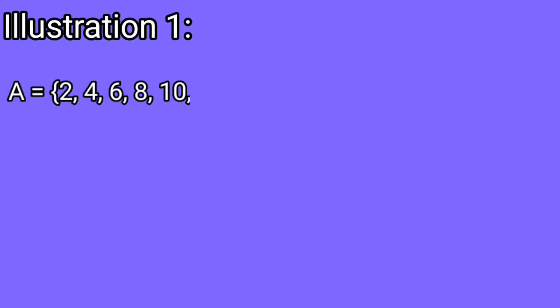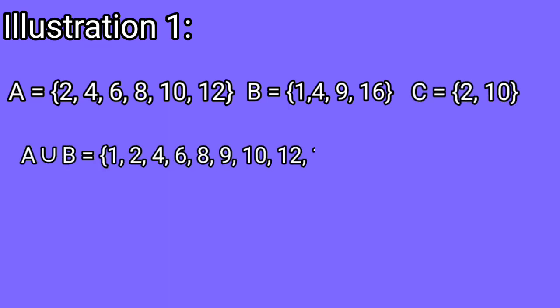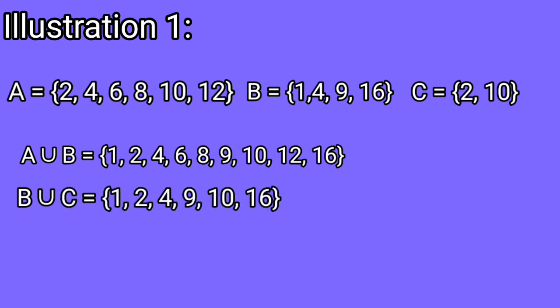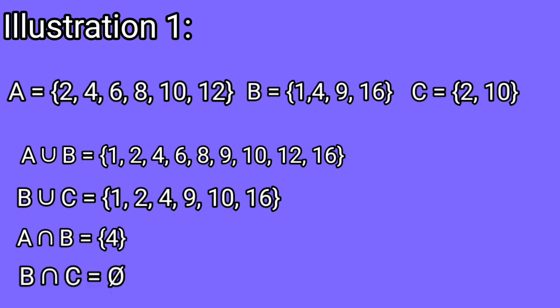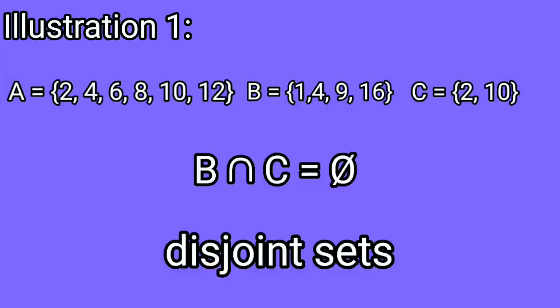Suppose A equals {2, 4, 6, 8, 10, 12}, B equals {1, 4, 9, 16}, and C equals {2, 10}. Then A union B equals {1, 2, 4, 6, 8, 9, 10, 12, 16}. B union C equals {1, 2, 4, 9, 10, 16}. A intersection B is equal to {4}. B intersection C equals the null or empty set. Observe in illustration 1 that the intersection of sets B and C is the empty set. These two sets have no elements in common and they are called disjoint sets.